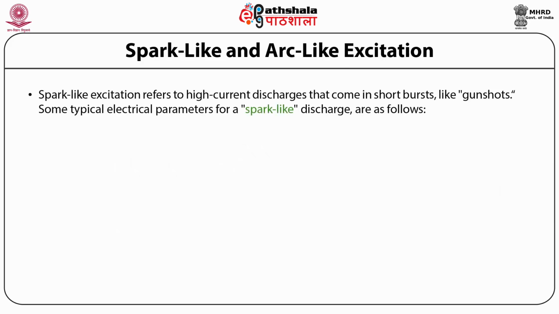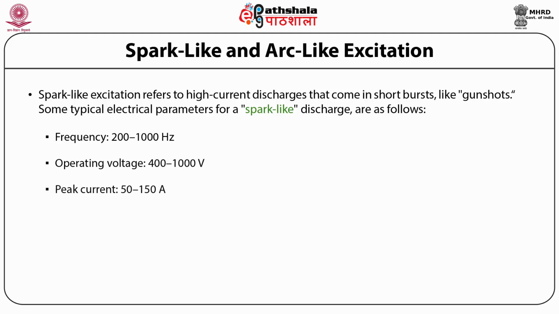Spark-like and arc-like excitation. Spark-like excitation refers to high current discharge that comes in like gunshots. Some typical electrical parameters for a spark-like discharge are that the frequency should be between 200 to 1000 Hz, operating voltage should be between 400 to 1000 volts, peak current 50 to 150 amperes, and FWHM, that is full width at half height, is 50 to 100 microseconds.